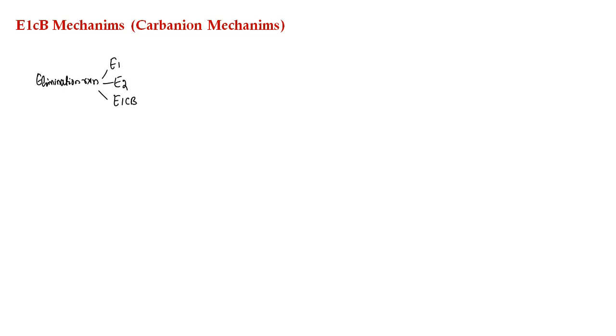Today we will focus on the third mechanism, that is E1cb. E1 stands for unimolecular and cb stands for conjugate base. As a conjugate base is formed during the course of a chemical reaction, that's why we call it a conjugate base unimolecular elimination reaction. Consider an example.